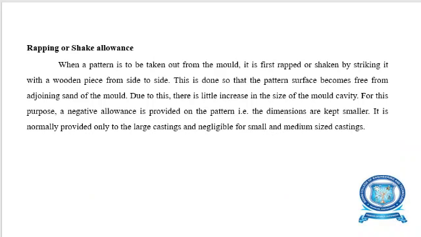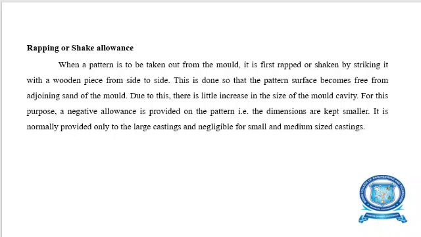Rapping or shake allowance. When the pattern is to be taken out from the mold, it is first rapped or shaken by striking it with a wooden piece from side to side. This is done so that the pattern surface becomes free from the adjoining sand of the mold. Due to this, there is a little increase in the size of the mold cavity. For this purpose, a negative allowance is provided on the pattern, that is, the dimensions are kept smaller. It is normally provided only for large castings and is negligible for small and medium size castings.